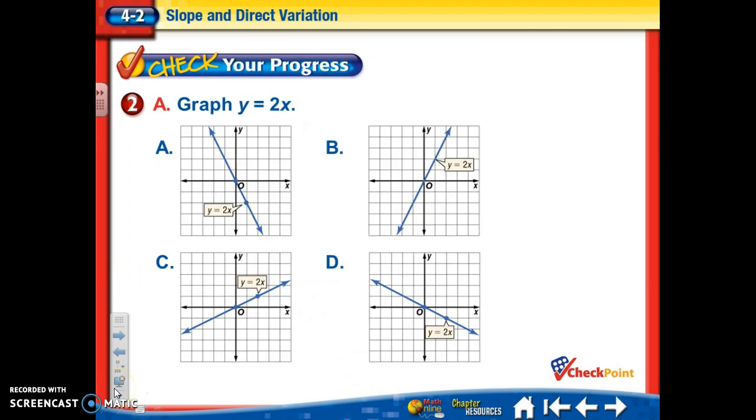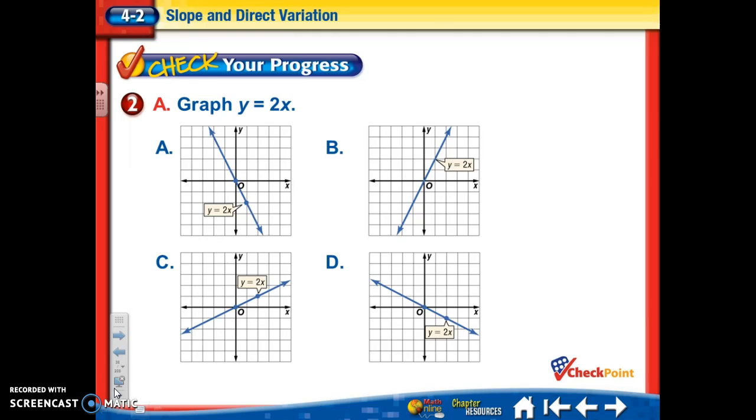All right, doing this one relatively quickly, we've got y equals 2x, so my slope needs to be positive 2. Looking at these graphs, since we've already talked about slope, I know that the graphs of letter A and D are falling. They are going downhill. They have a negative slope. So it is not A, it is not D.